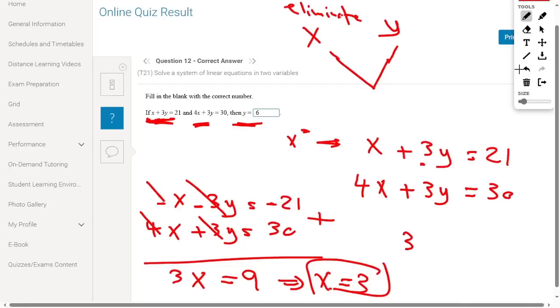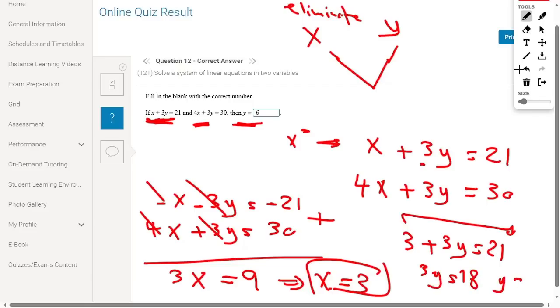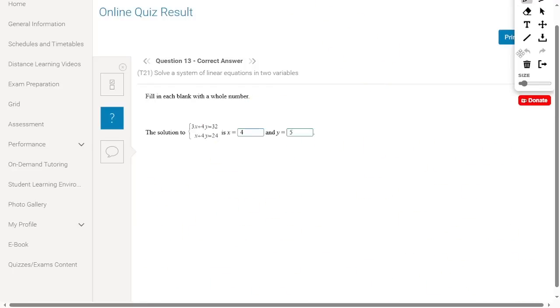I have 3 plus 3y equal to 21. 21 to the other side, it will be 3y equal to 18. So y will be equal to 6. So the answer here will be 6.